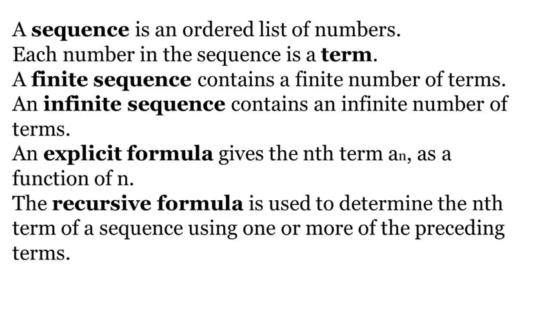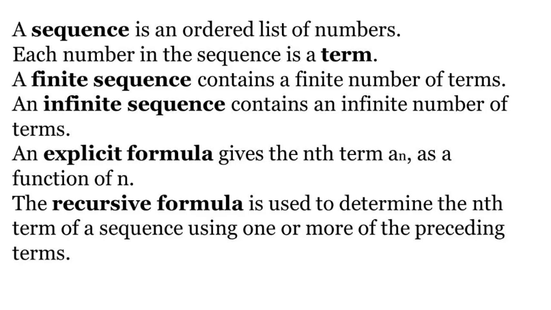A sequence is an ordered list of numbers. Each number in the sequence is a term. A finite sequence contains a finite number of terms, so that means it's a countable amount. An infinite sequence contains an infinite number of terms.